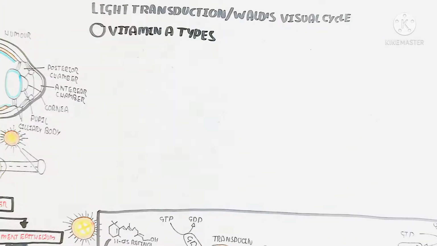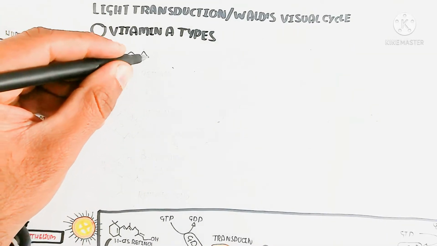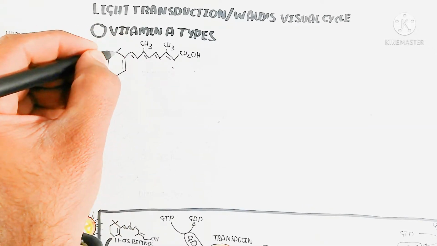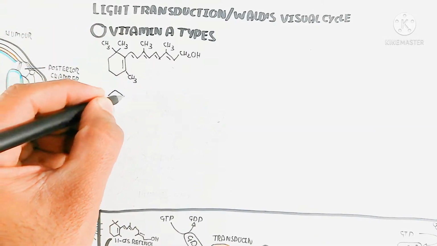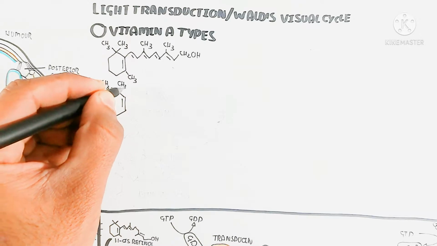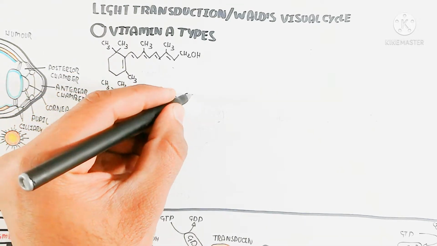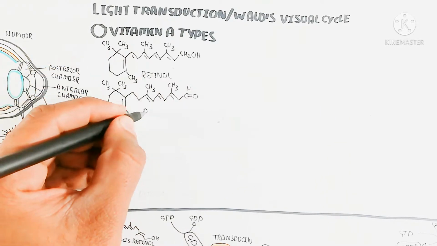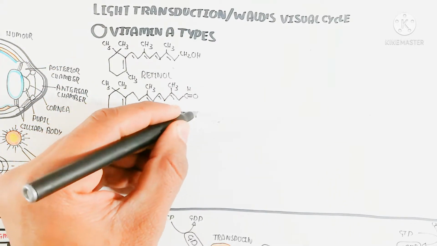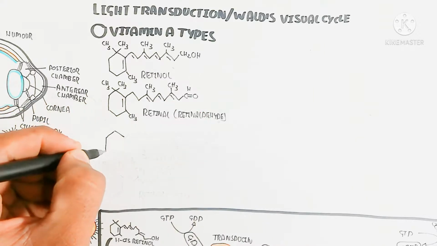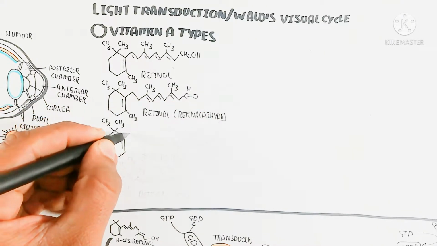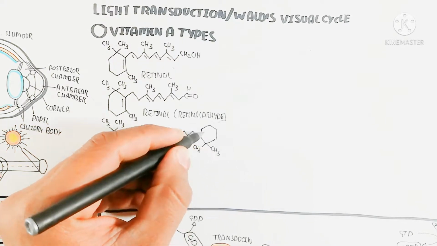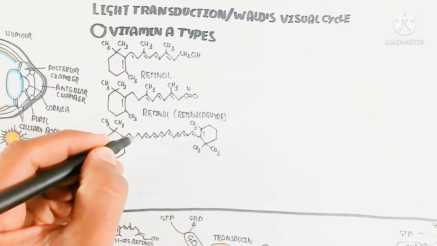So here is the light transduction. Let's begin to understand the Wald's visual cycle. First of all, we need to understand the vitamin A types. This vitamin A type contains a hydrocarbon chain with a ring and methyl group attachment, and retinol contains a hydroxyl group, and here again retinal, retinaldehyde, has a group attached.